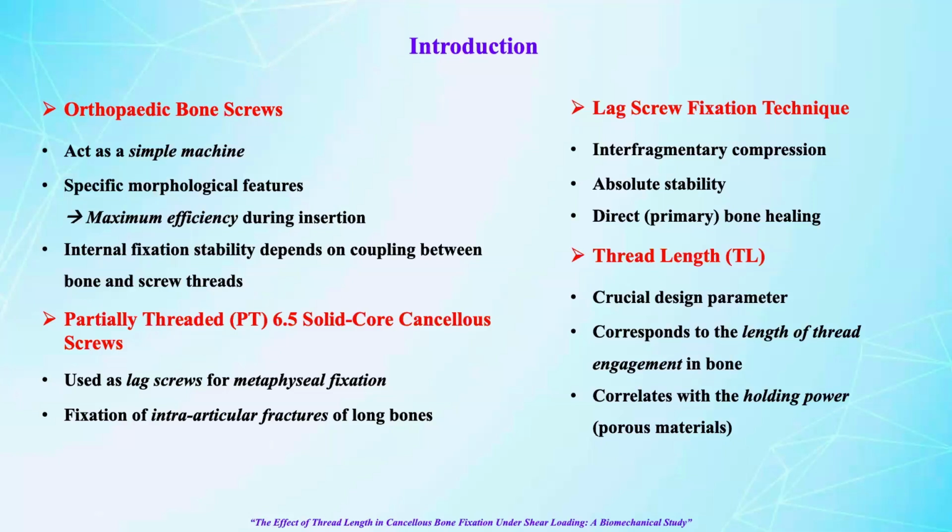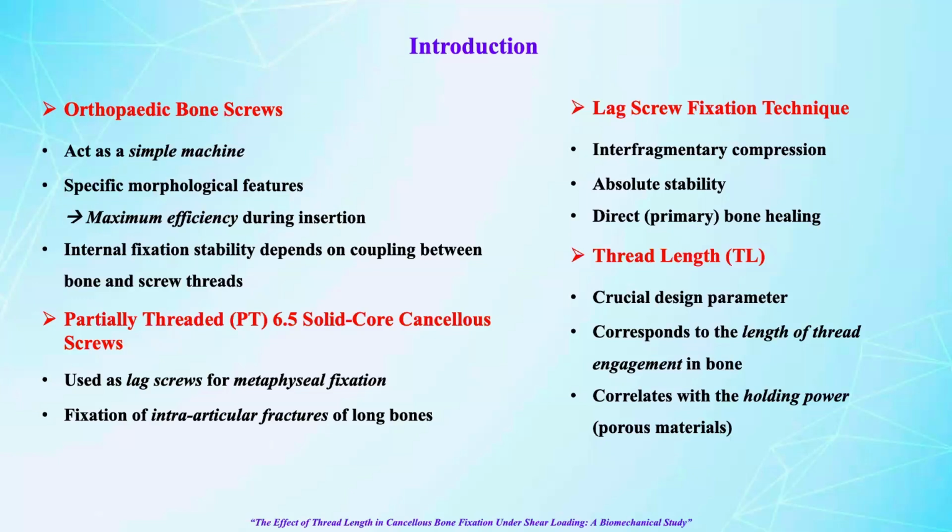A bone screw acts as a simple machine that is designed with specific morphological features in order to achieve maximum efficiency when inserted into bone. The stability of internal fixation depends on the mechanical coupling between the bone and the screw threads. Partially threaded 6.5 solid core cancellous screws are commonly used as lag screws for the fixation of intra-articular fractures of the metaphysis of long bones.